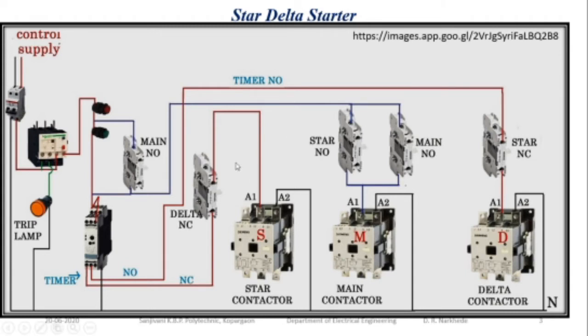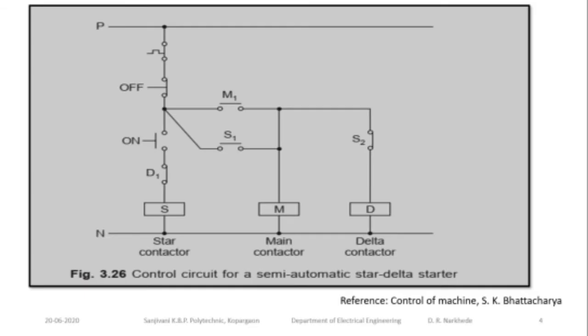The auxiliary contact of the delta contactor is connected in series with the star, and the auxiliary contact of the star is connected in series with the delta. These contacts are called interlocking contacts. They are used for protection purposes. Now, in the previous lecture we discussed the working of the semi-automatic star delta starter. What are the problems of the semi-automatic star delta starter?